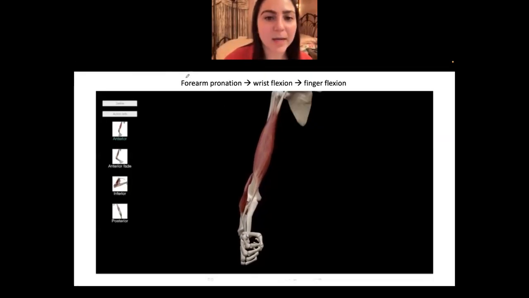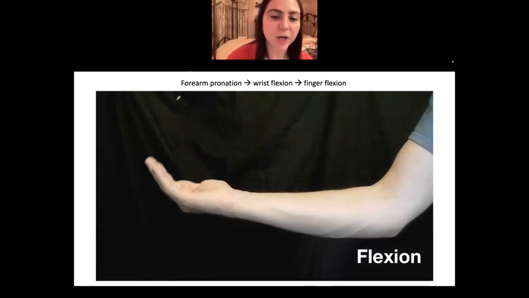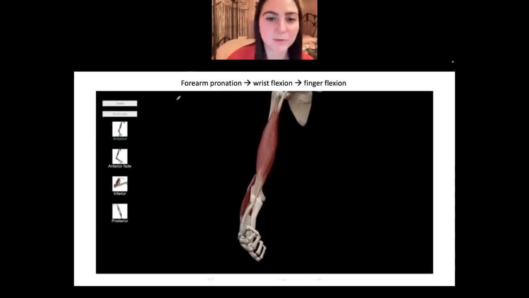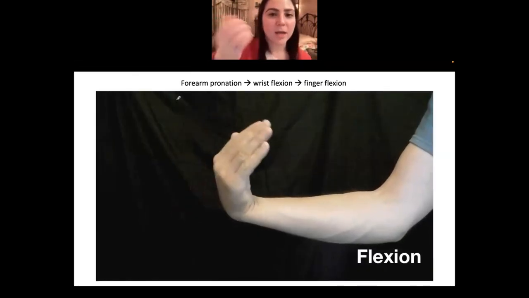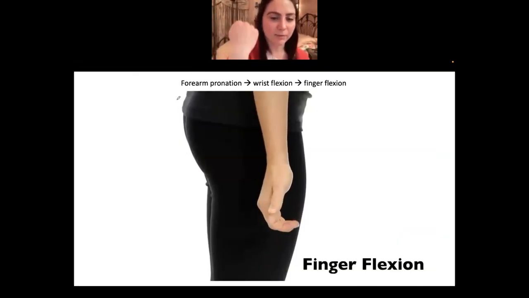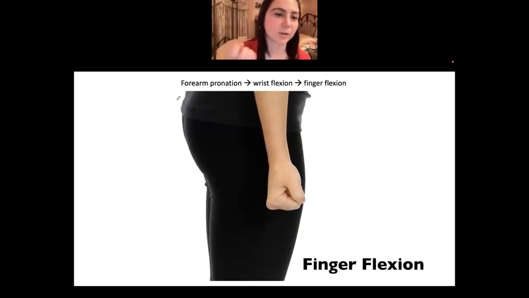All right, and then here's all the action. Here's forearm pronation, so that's your pronator teres, doing pronation of the forearm. Here is wrist flexion, bringing it up, and then there's finger flexion. So it's kind of the opposite of the radial nerve.